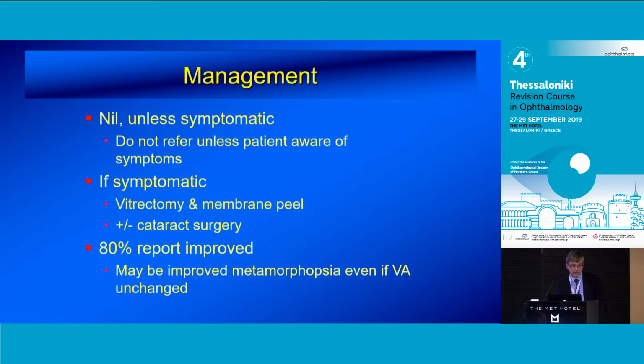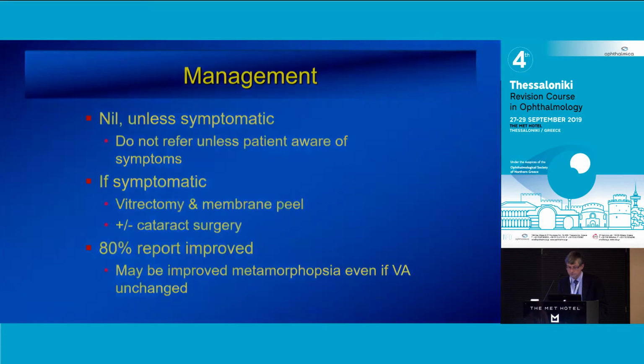We are, in the UK, inundated by referrals of asymptomatic epiretinal membranes that are being detected on OCT by optometrists, and they're all being referred in, and it's really not necessary. Unless the patient has symptoms, nothing is needed, because these do not progress. In the vast majority of cases, epiretinal membranes are static. If you do operate, then you do a vitrectomy and membrane peel with or without cataract surgery at the same time, and about 80% of patients will report their symptoms are improved.